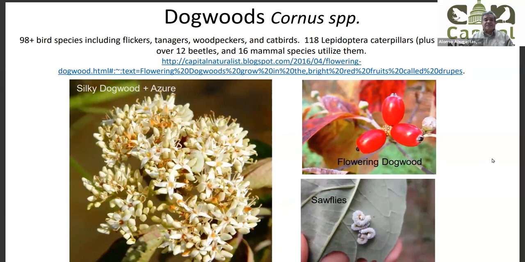Dogwoods, tons of different species. You know, it's our state flower, our state tree. 98 different kinds of birds feed on the drupes. Wonderful proteins and lipids. It has foliar flagging, which means it turns red at the same time as the drupes themselves. So even though it's a small tree, birds in migration can see it coming in and partake of it. The bad news is we have introduced anthracnose dogwood, one of our non-native species.